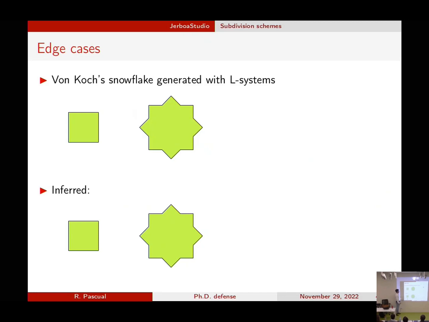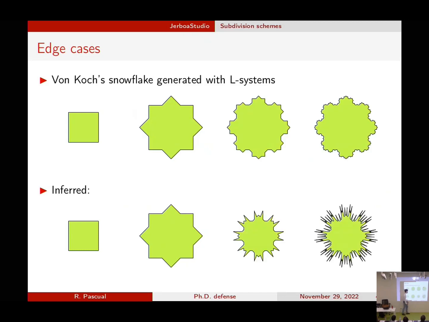Here it's the von Koch snowflake operation, which takes a square and builds this snowflake-like object. If I infer it, the first iteration is valid. I will correctly retrieve the transformation, but if I iterate this object, the subsequent iterations tend to diverge from the object that we would generate normally. In a sense, it's simply because this object is out of the scope of the hypothesis that we made at the beginning, so it's not a linear combination of the original positions.